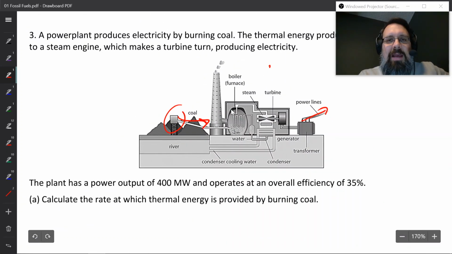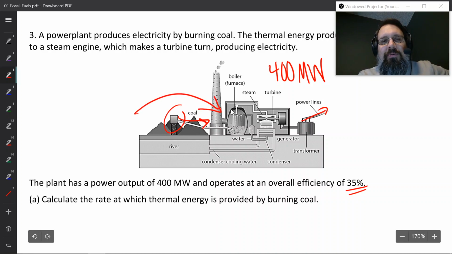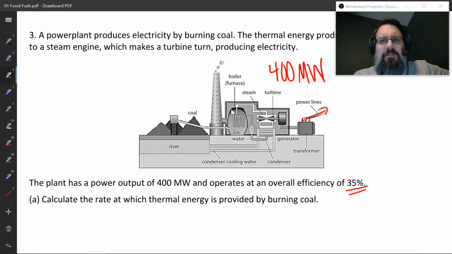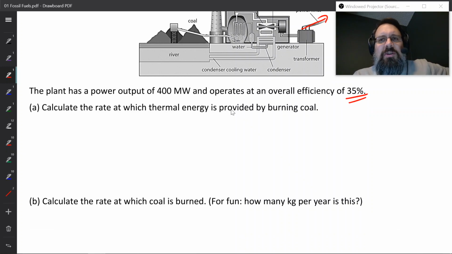This plant, let's say it outputs 400 megawatts. So remember what that means. It's 400 million joules per second that this plant is outputting. And it operates at an efficiency of 35%. So only 35% of what we put in is actually going to get turned into electricity. This is a pretty normal efficiency for fossil fuels. You usually get a lot of heat loss, like not all of the energy can turn into electricity. You're going to have a lot of heat loss radiating out from this boiler. So the typical efficiencies are quite low for fossil fuel burning, especially in internal combustion engine vehicles and things like that.